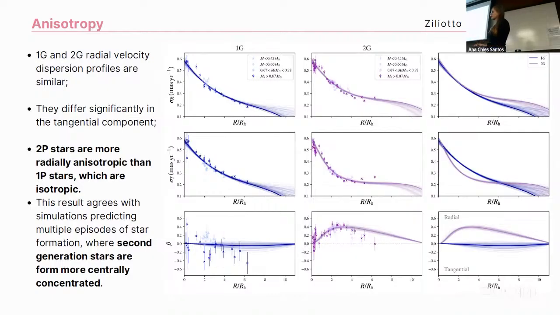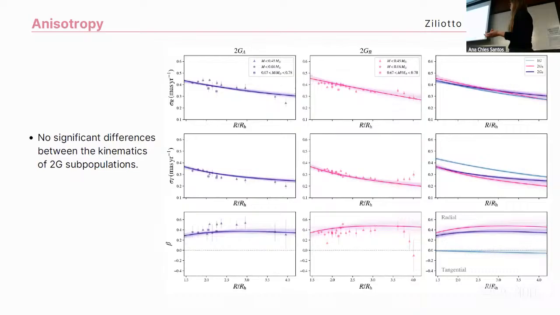So while first generation stars are mainly isotropic, we have second generation stars radially anisotropic. This is consistent with the scenario where second generation stars are formed more centrally concentrated, both from comparing this with simulations, but also with the idea that 2G are in the center, and then over time they tend to expand, so they have preferentially radial orbits.